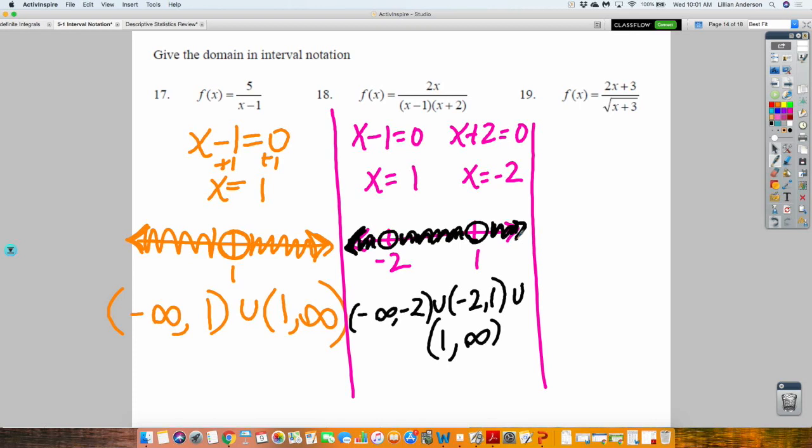Okay? Let's look at the last one. This is stipulation 1 or 2? 2, because isn't that radical in the denominator? Whenever the radical is in the denominator, you take whatever's underneath the radical and set it greater than 0. And then you have to solve that. How do I solve it? Subtract 3. Then I have to do the number line for this one.